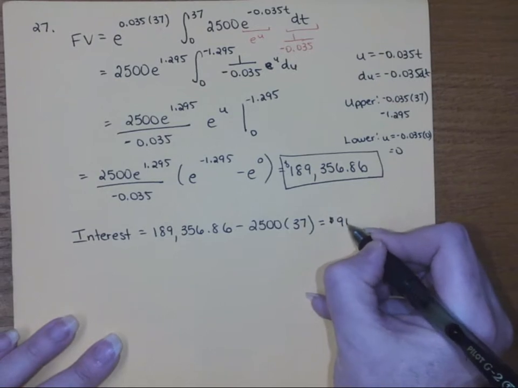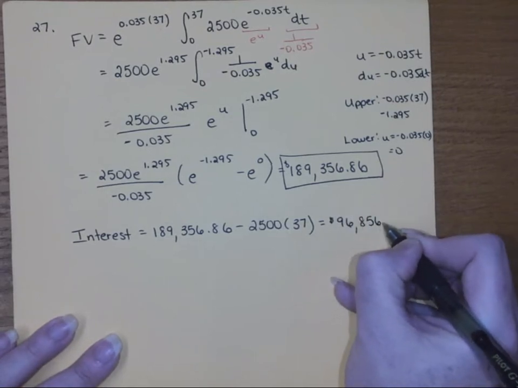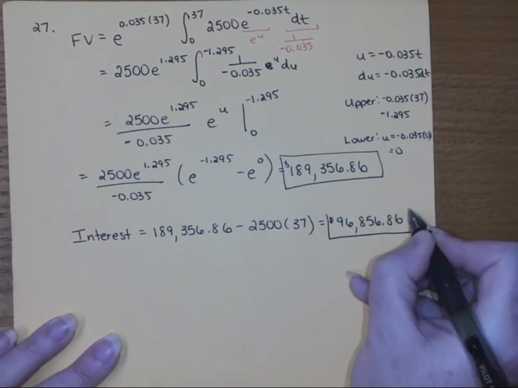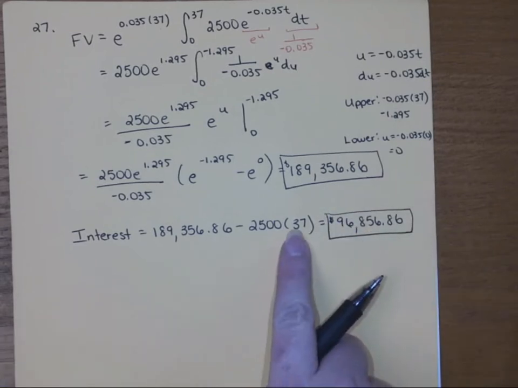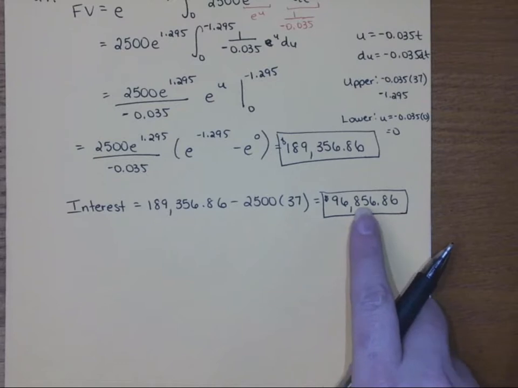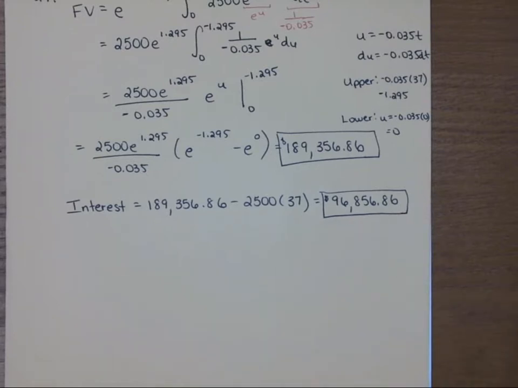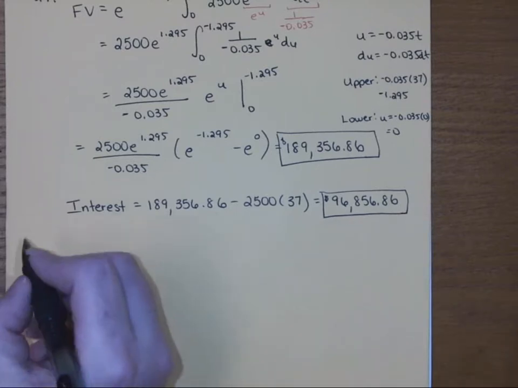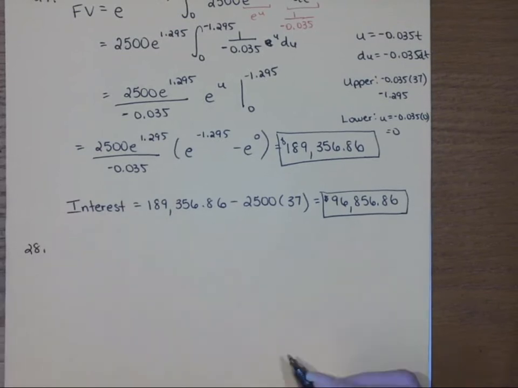And so it's 96,856.86. So think of it like they only contributed this amount, right? But they ended up having this amount, the difference being interest. Okay, that's how investments work, right? That's why people can retire early and all that good stuff. All right, 28 is another future value problem.